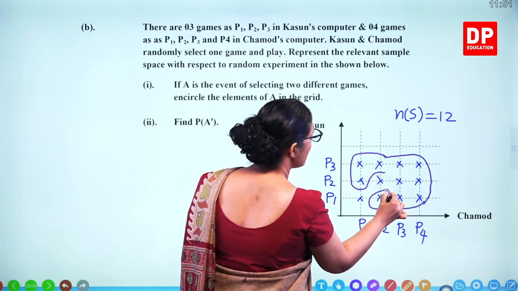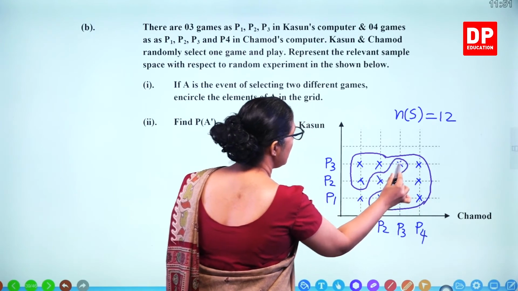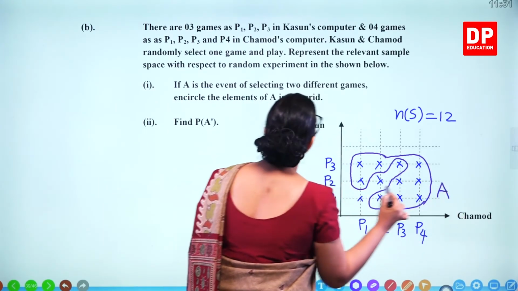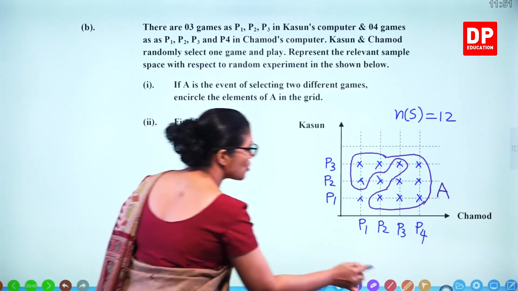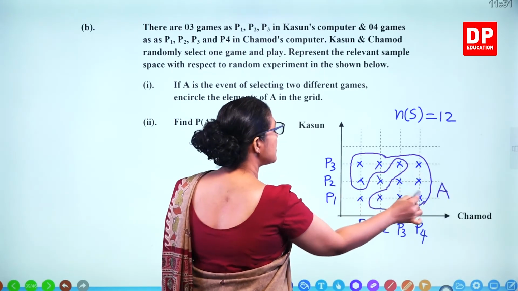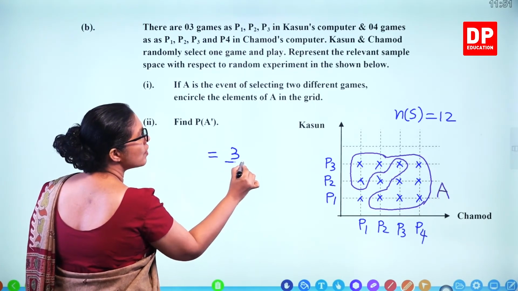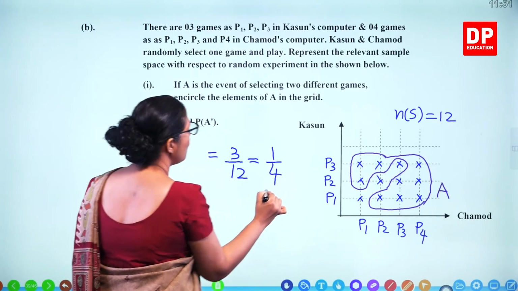And this set. So you can't take these 3. So that's A. Find P(A dash) now. So A is this, dash is 3. So 3 out of 12. That means 1 over 4.